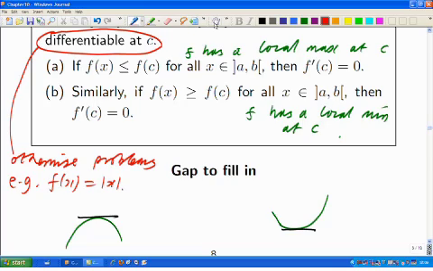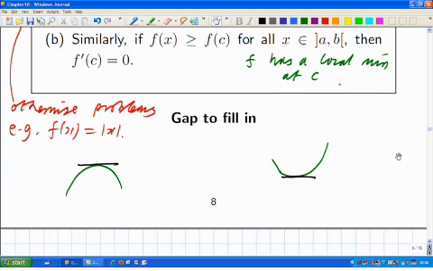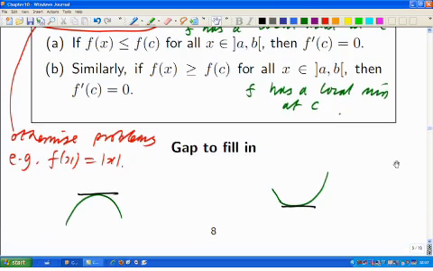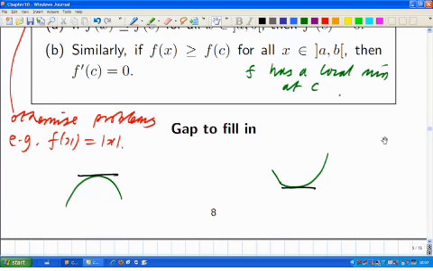Now, I don't know if you've seen a formal proof of this or not before. It's a very quick formal proof, but I do want you to see what a formal proof of facts about differentiation looks like. So here's the proof. Obviously, A and B are similar, so we'll just prove A, and B is similar.